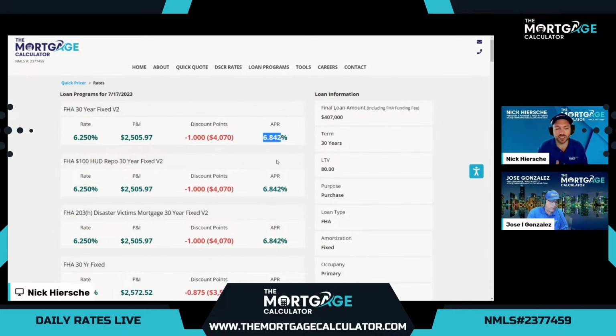It actually has some savings here, even though that does include the upfront mortgage insurance and yearly mortgage insurance. So a little bit higher APR compared to the rate, but it's still a touch lower than conventional. So a good thing for our borrowers that need FHA and for our borrowers that qualify for both.